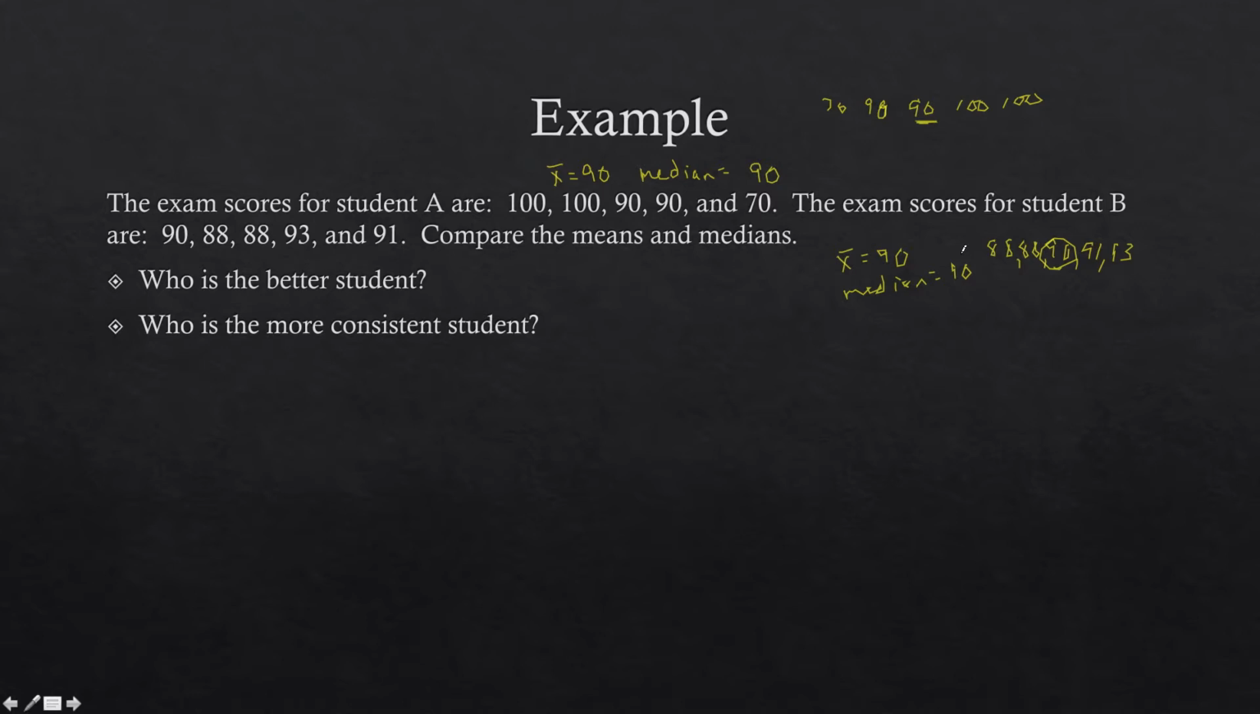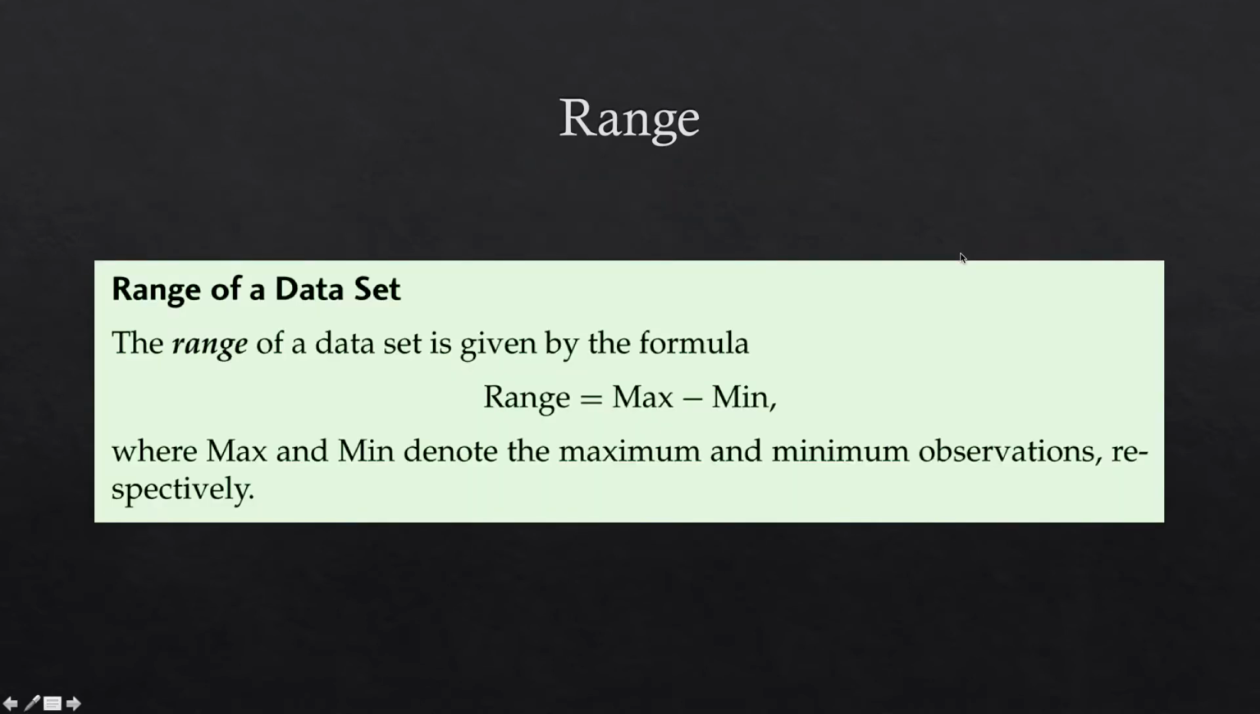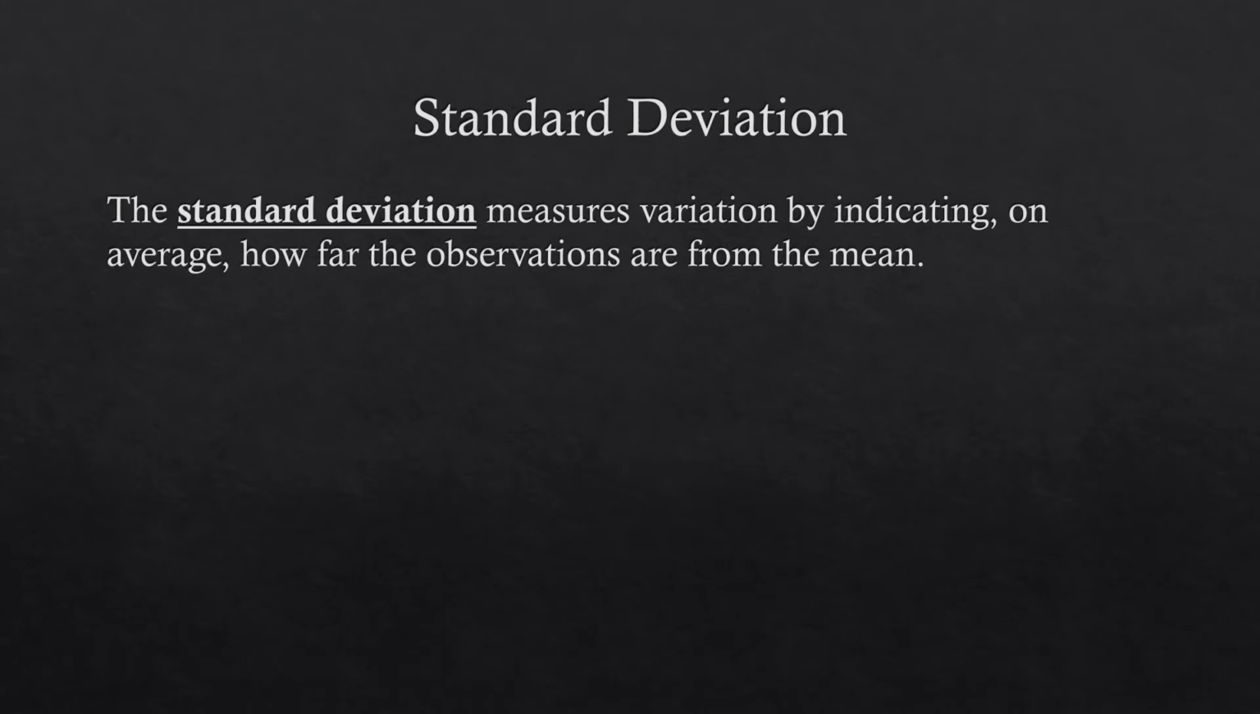This is what we call variation. The variation in the data in student A is a lot more than the variation in the data in student B. Okay? So, one way we measure variation is with range. And you know what range is. Range is the maximum minus the minimum. Simple as that. The maximum observation minus the minimum gives us the range.